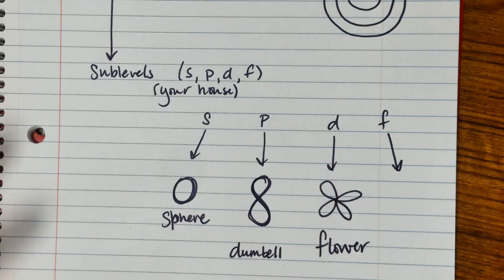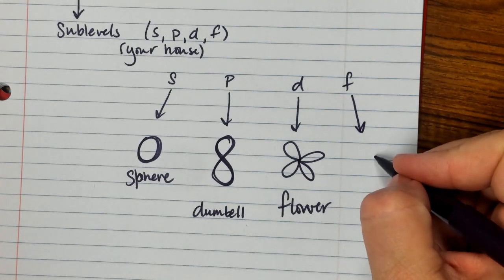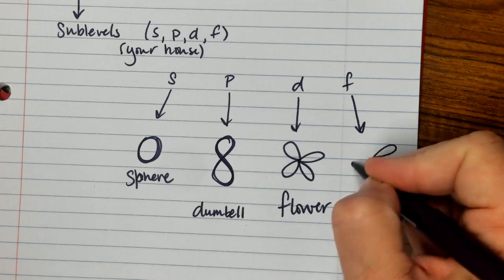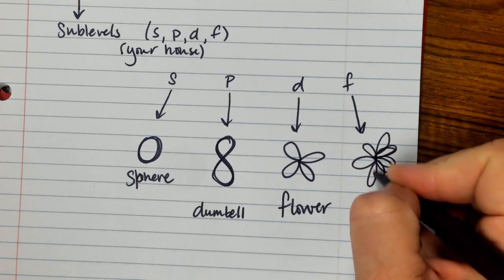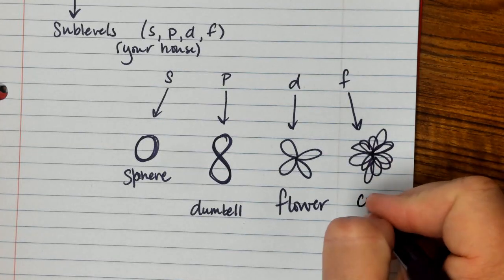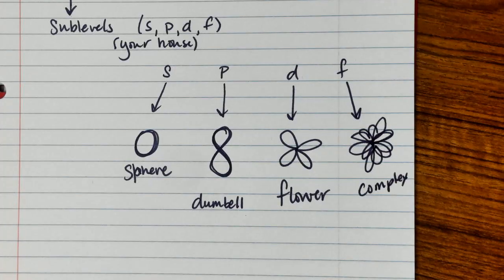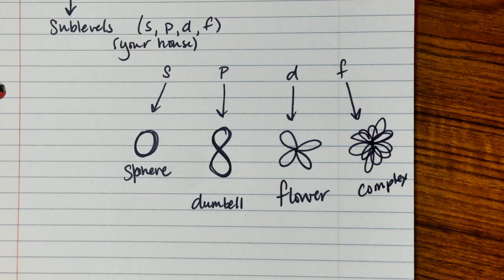You have to know that these are very crude representations of what they actually look like. And then the F is very complicated, and it goes in all 3 directions. It's really hard because it's all 3-dimensional. So it looks like a really fancy flower. We call that complex. We'll talk more about the shapes later, but you do need to know the basics. You need to know which one is a dumbbell shape, which one is a sphere shape, which one is shaped like a flower. I'll show you a little bit more of what that looks like in 2 and 3 dimensions.